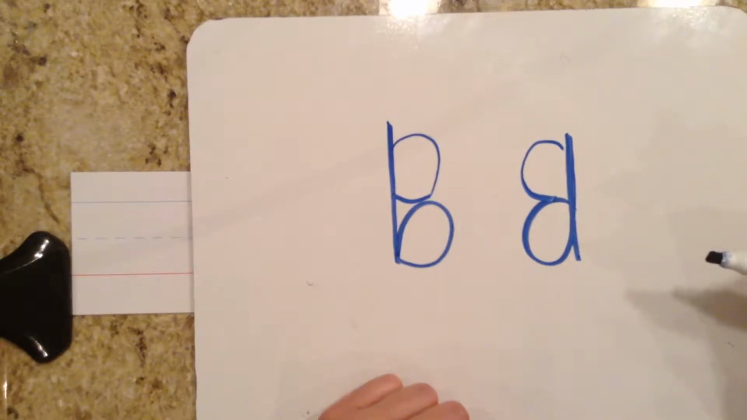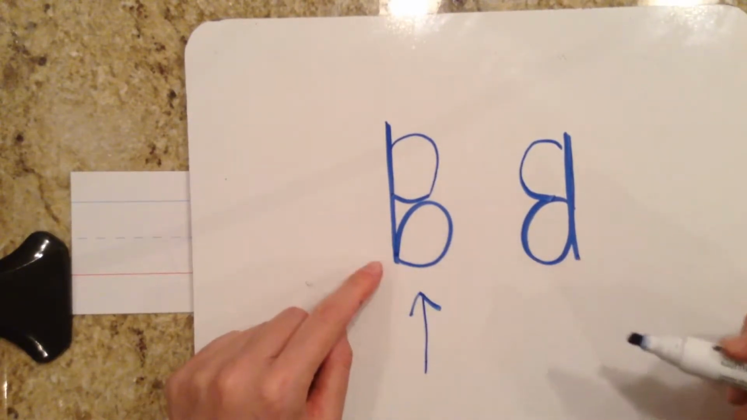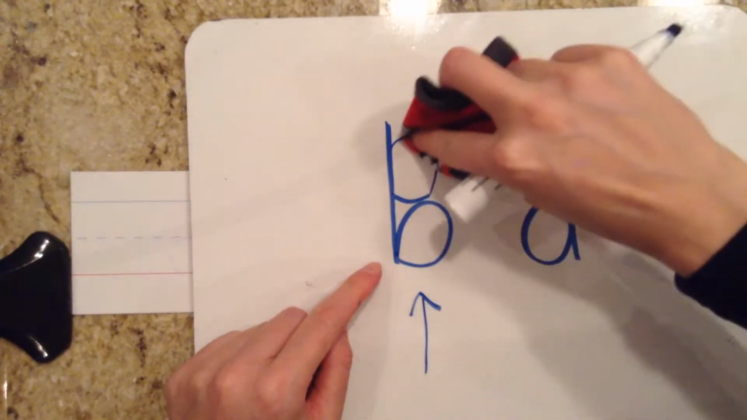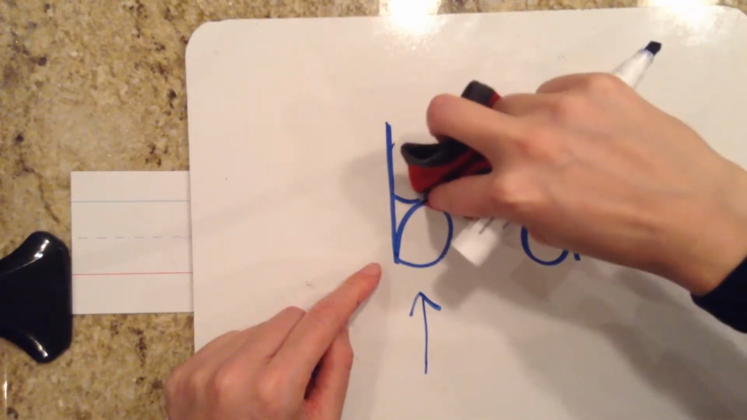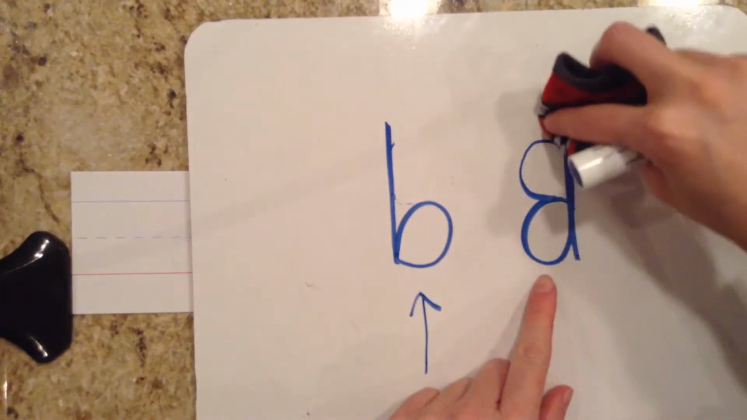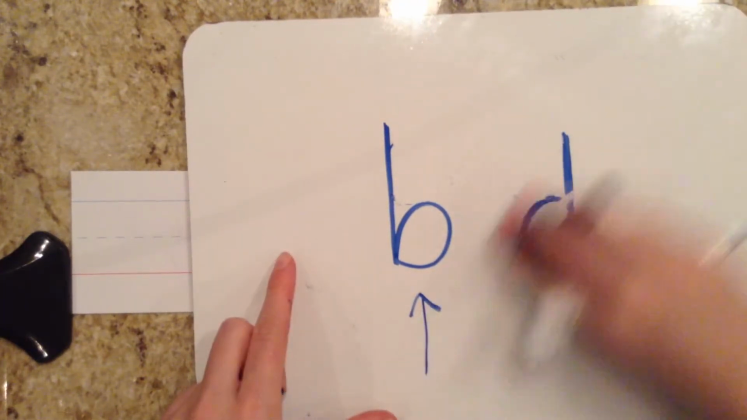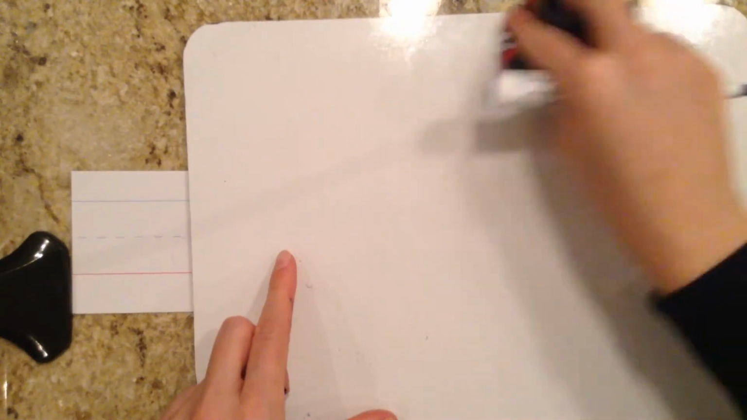Which one do you think is the letter B? Yep, it's this one. So that way you know if you take off the extra bump, it'll still be a B. This one is the imposter. It's a fake. That means it's the D. Those are two tricks for helping you know the difference between lowercase b and lowercase d.